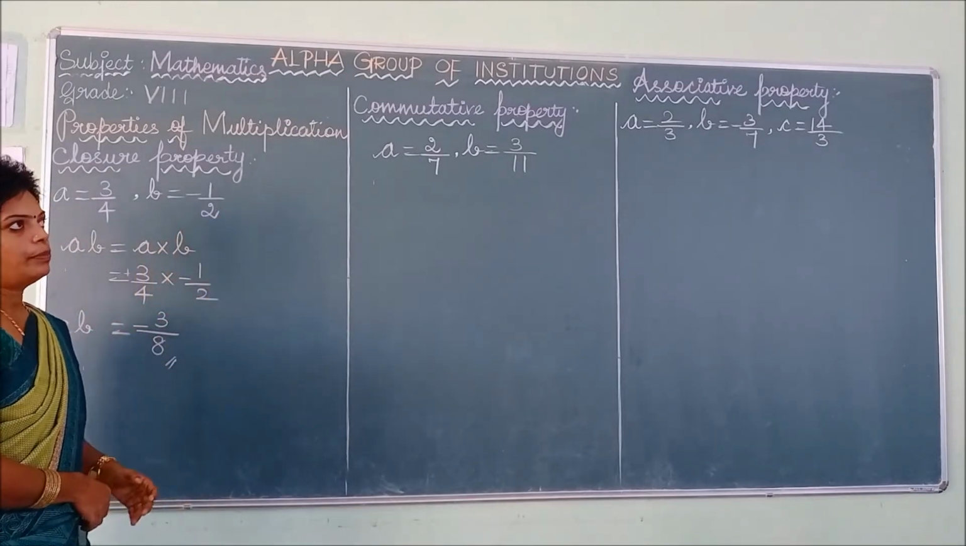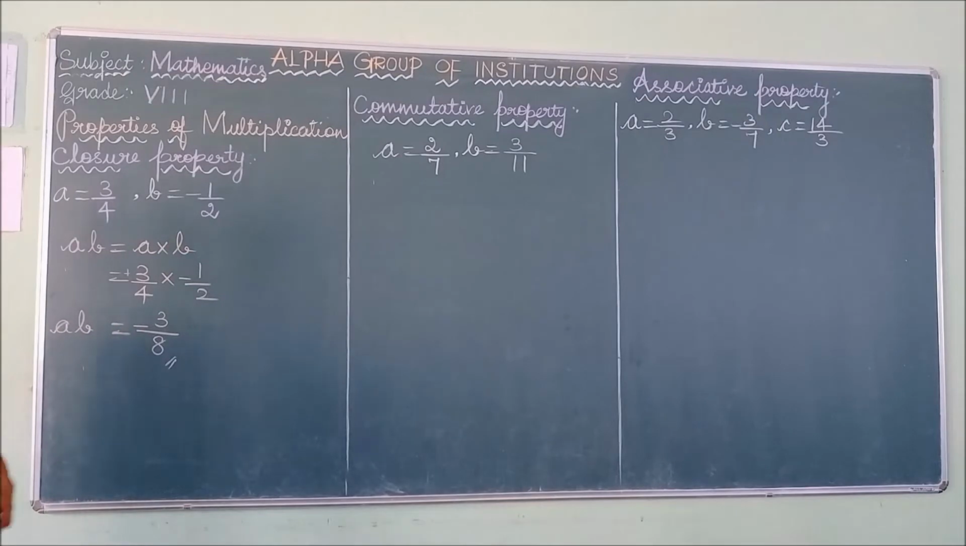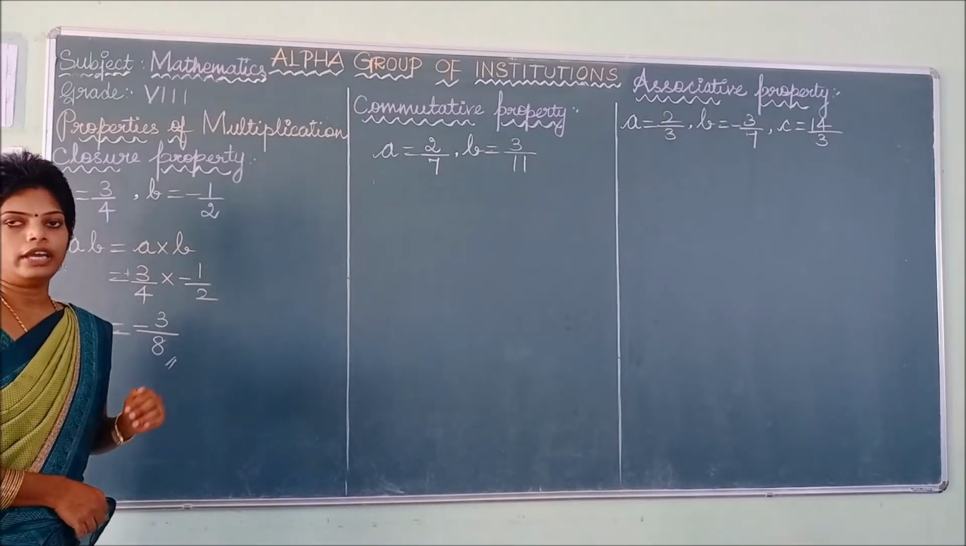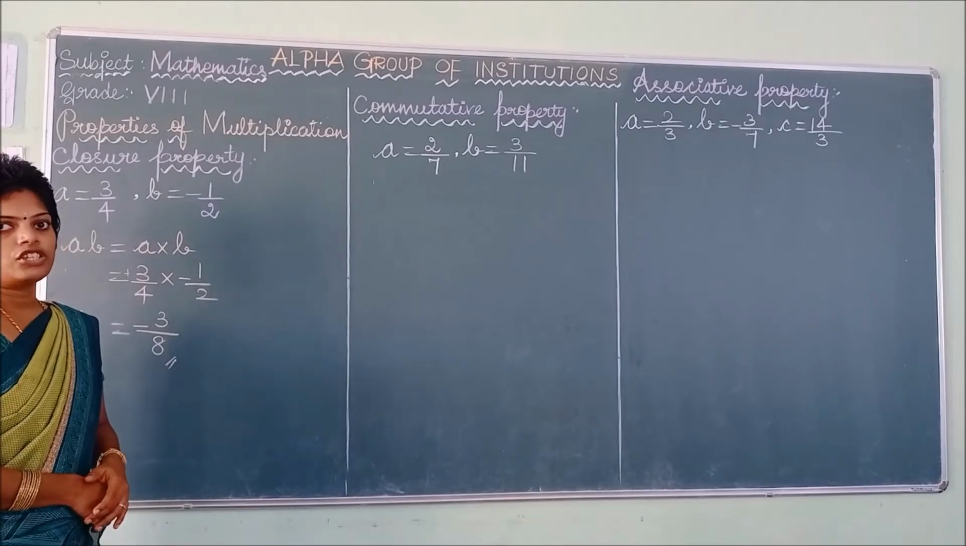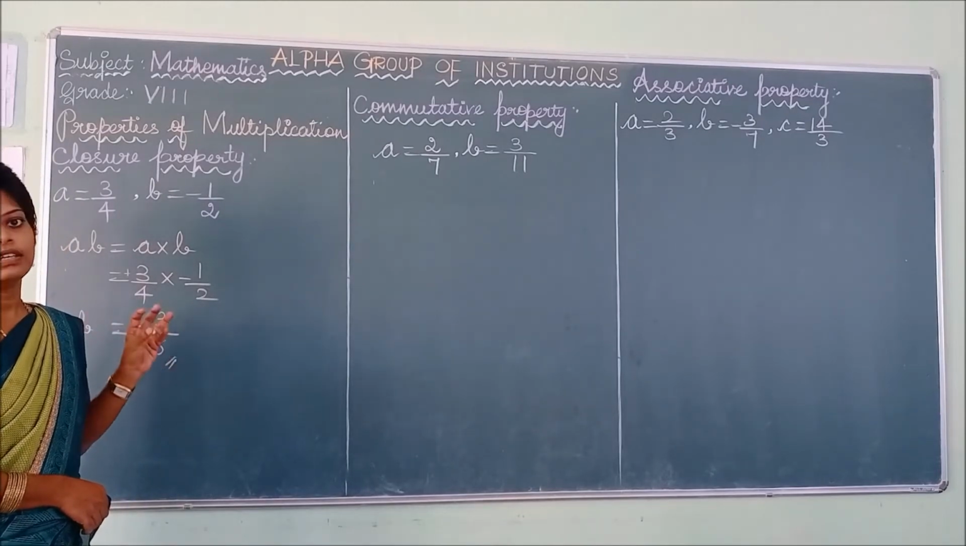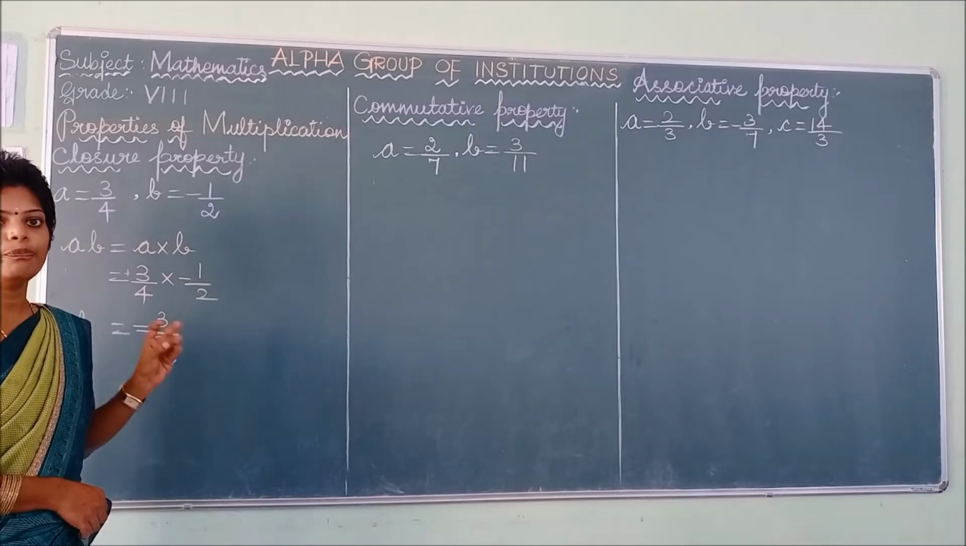Then move on to the next property, which is commutative. Commutative means what? For any two rational numbers a and b, such that a into b is equal to b into a.